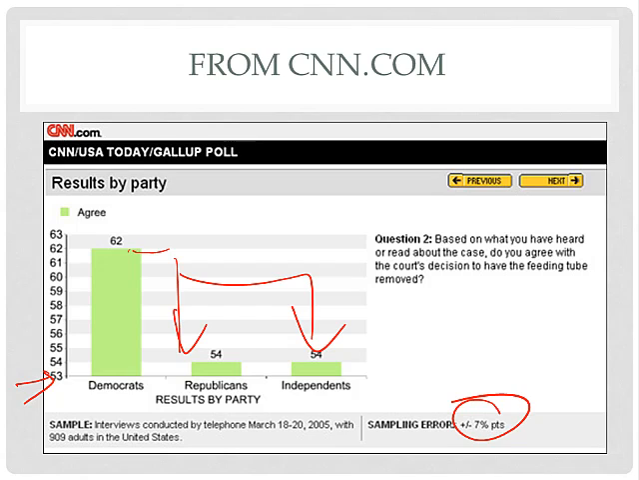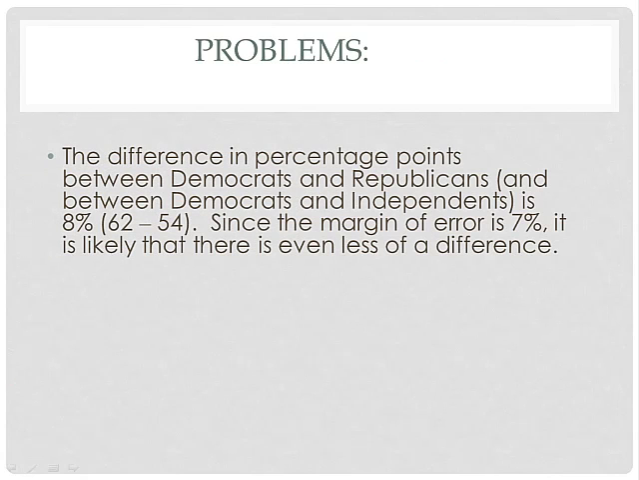Now CNN actually removed this graph pretty quickly after they posted it. I think this was in 04 or 05, and replaced it. I'll show you that replace poll in a second, but I mean the difference in percentage points is about 8%, but the margin of error is 7%. It's likely there's even less of a difference than is even shown in the graph. So the graph makes it seem there's a huge difference between the parties, when in likelihood there may not be but 1% difference.